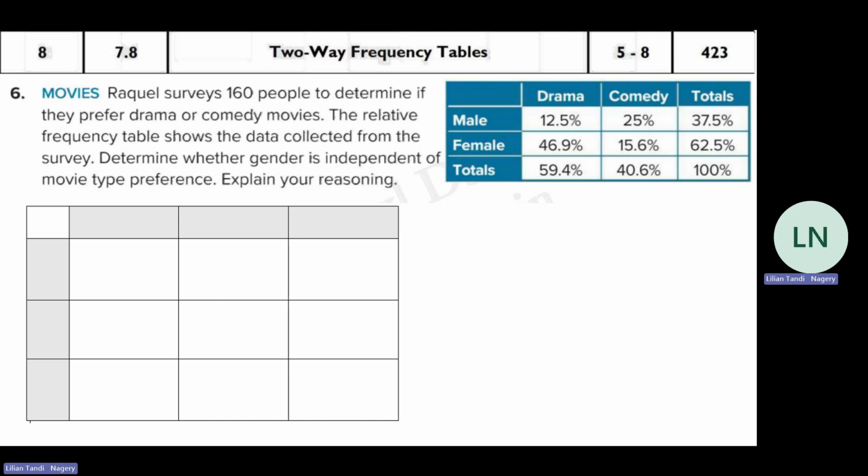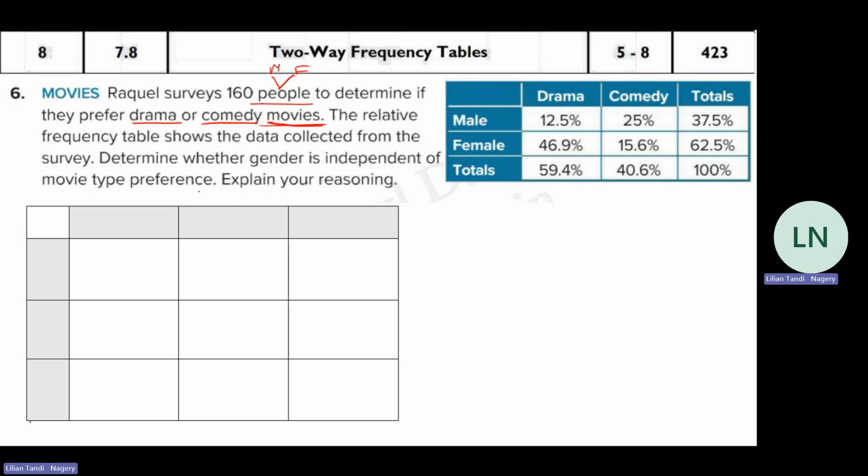So on this two-way table, we are comparing two variables. The variables are movies and gender. So you have people and you have movies. People come in two ways, male and female, and the movies also come in two ways, drama or comedy.